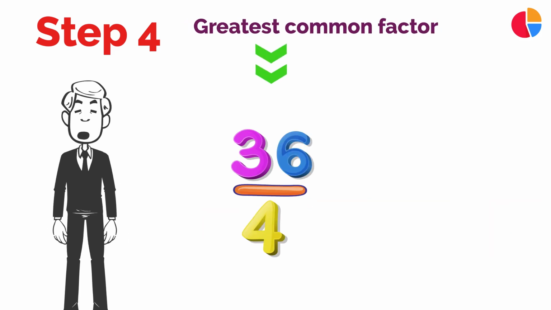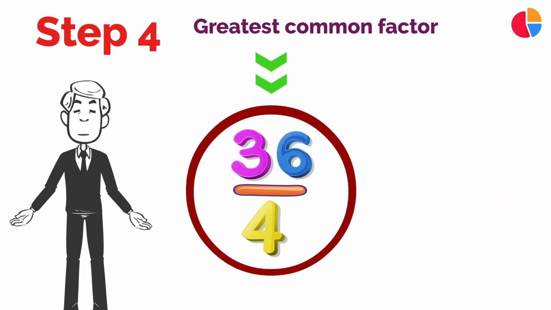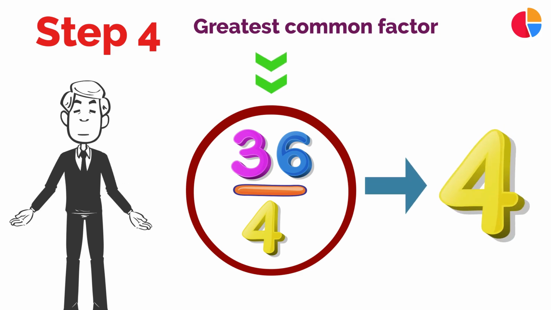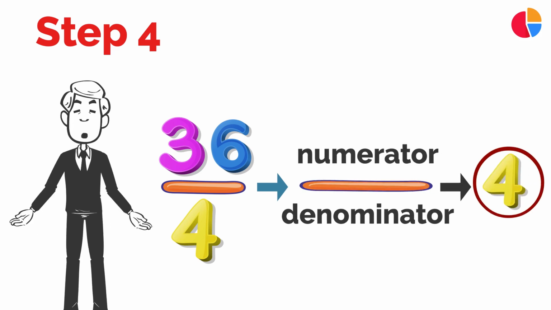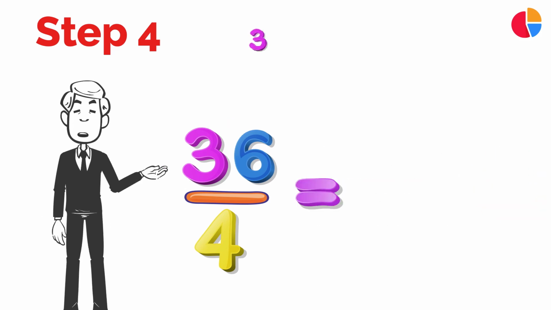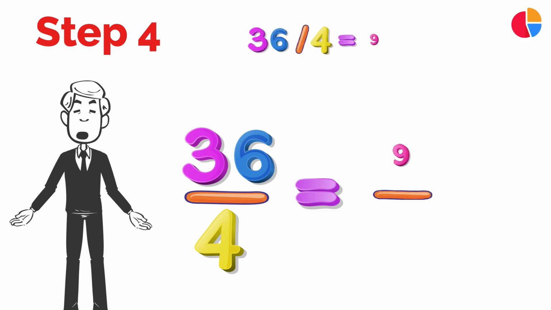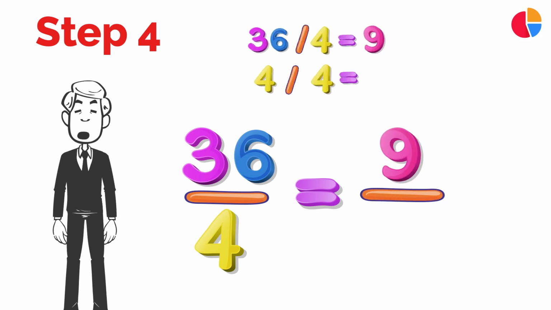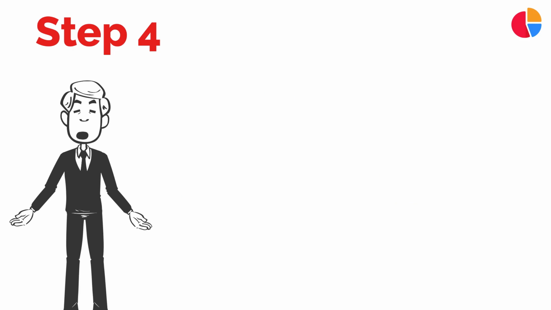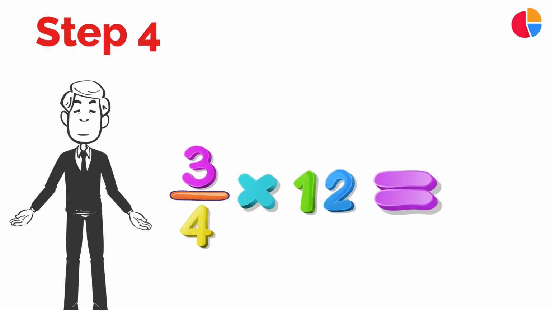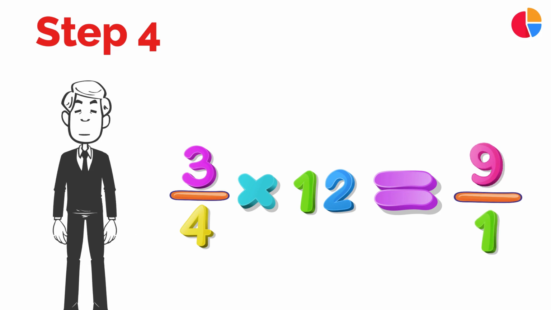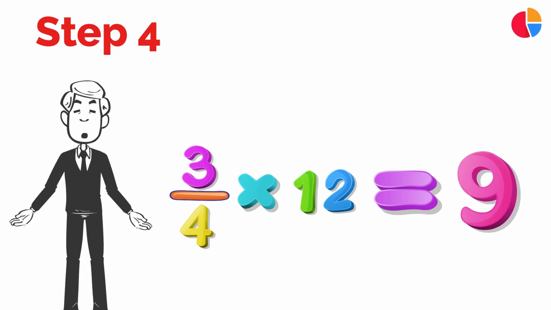We need to find the greatest common factor of 36 and 4. In this case, that is the number 4. Divide both the numerator and the denominator by 4 to simplify the fraction. 36 divided by 4 equals 9, 4 divided by 4 equals 1. The final answer to the question, what is 3/4 of 12, is 9 over 1. We can remove 1 and just say that the answer is 9.